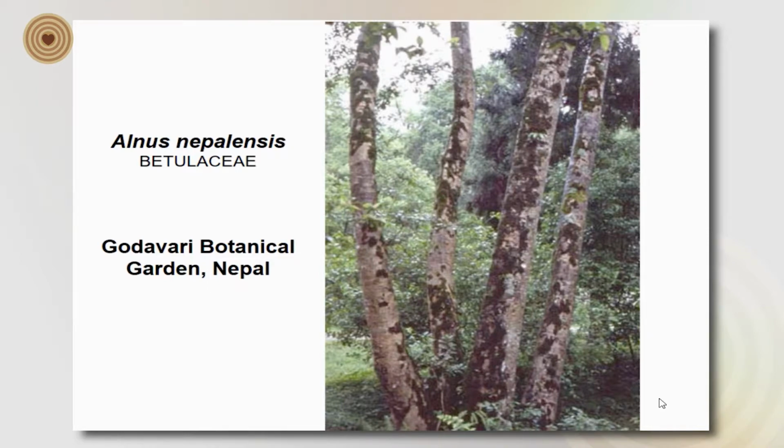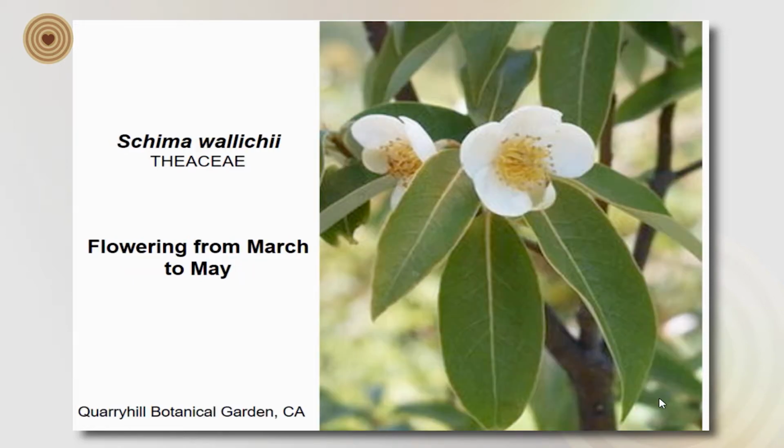This is the alder tree, and this is from Nepal. And this is the Schima wallichii. It belongs to the tea family, and it is flowering from March to May. So you might find it now, flowering in Kathmandu.